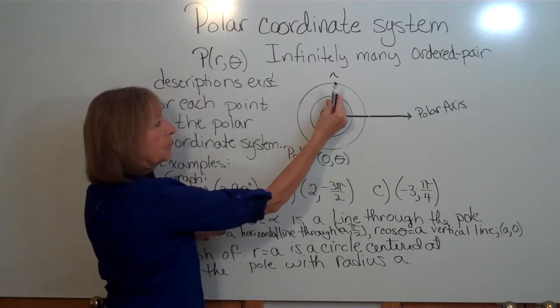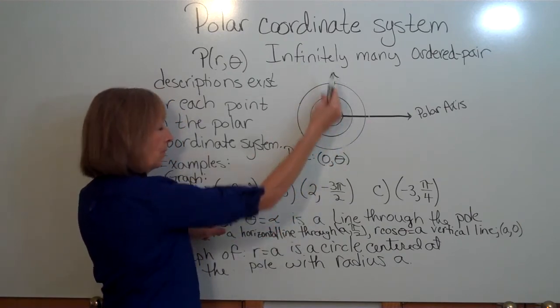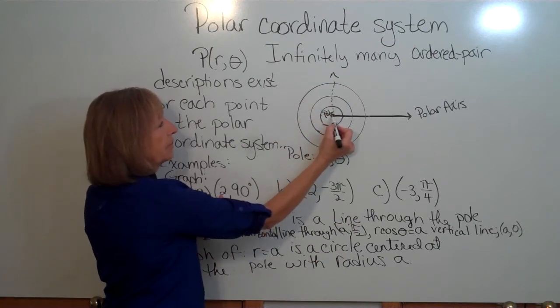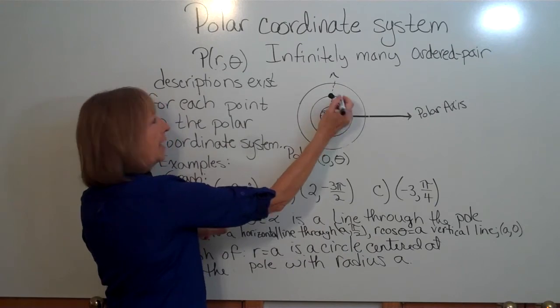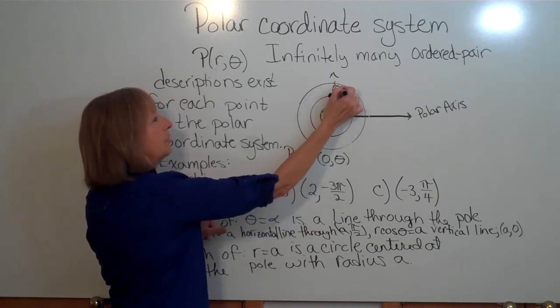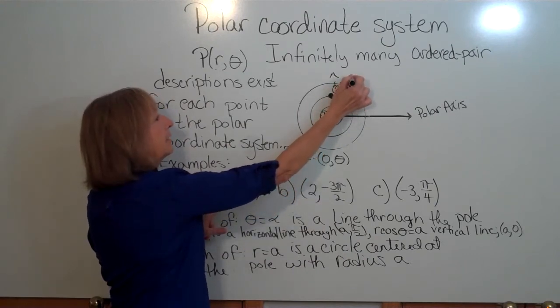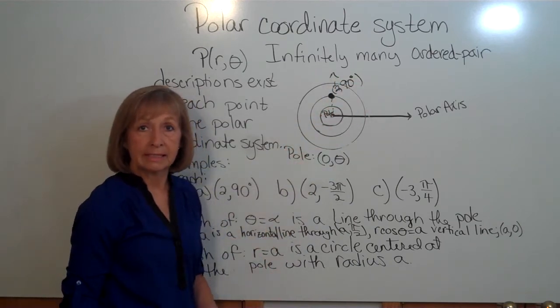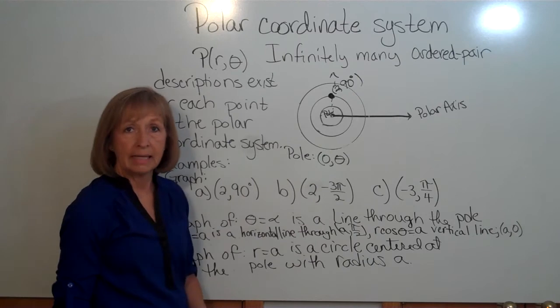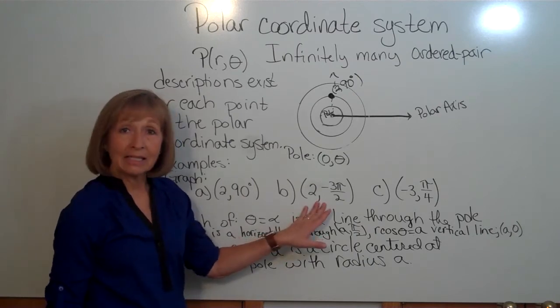And then I'm supposed to walk facing that way a positive 2 steps. So it'd be 1, 2. So there is our point on the plane that is 2, 90 degrees. That's our point on our polar coordinate system for that naming. Now let's look at the next one.